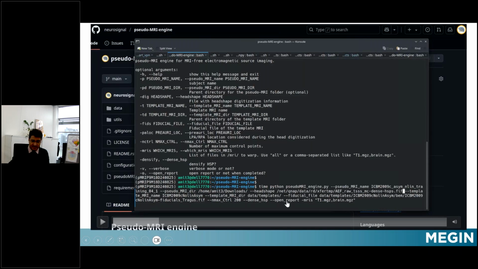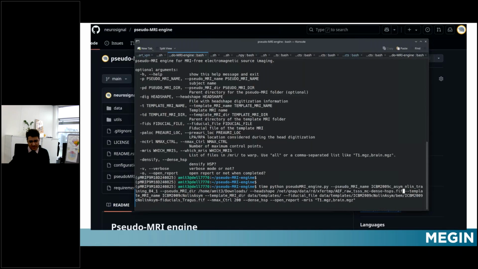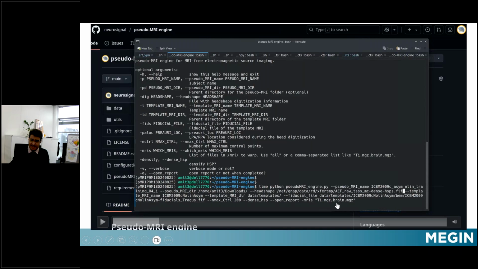After rectification, then open report, it will open the report in the end. One thing is important here: usually in MEG or EEG source imaging, we usually use T1 MGZ and brain MGZ for visualization and other purposes.